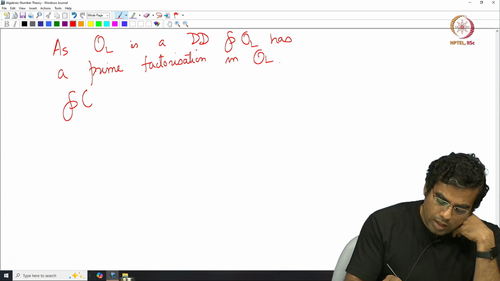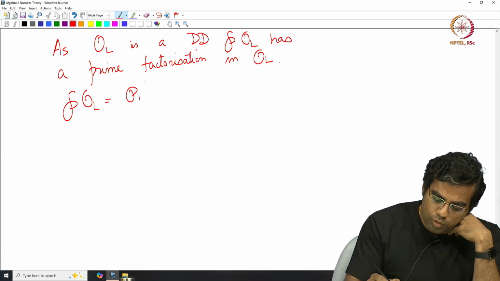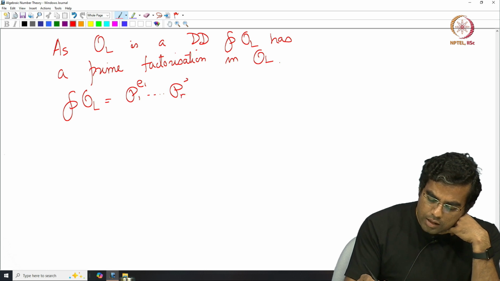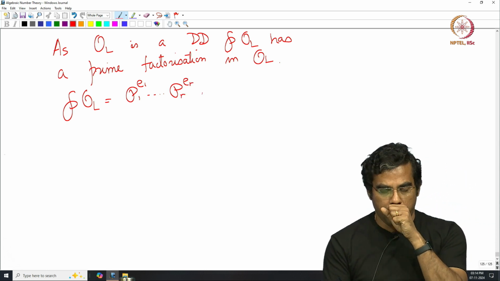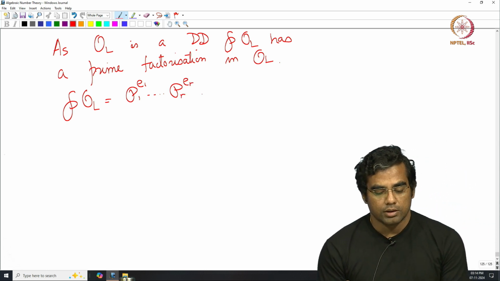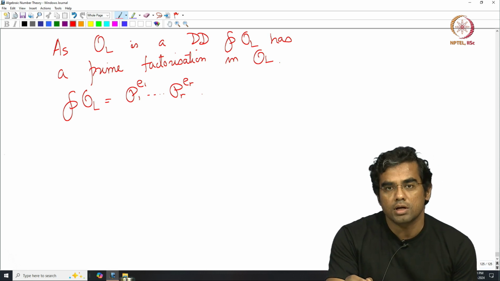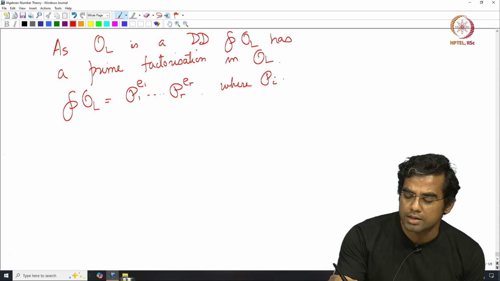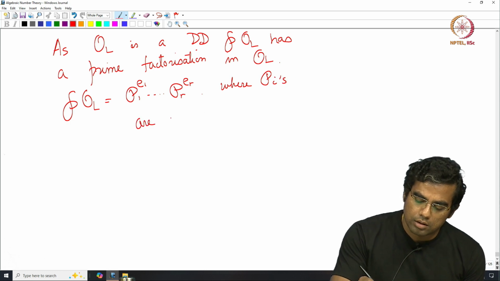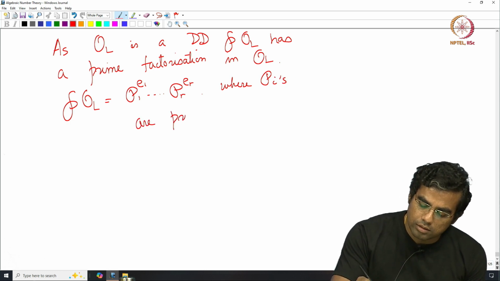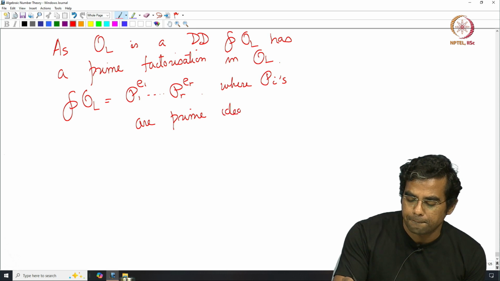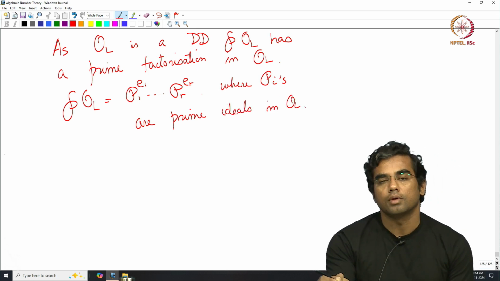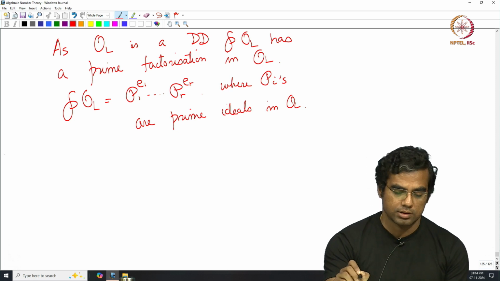Okay, so, P times O_L is P1 to the E1 and so on up to PR to the ER. So, these are the usual notations where the P_i's are prime ideals in O_L. So, these are distinct prime ideals in O_L.